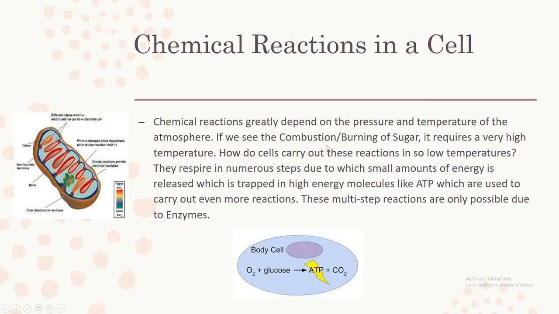How do cells carry out these reactions at such low temperatures? Because as compared to sugar, which needs a very high temperature, close to boiling temperature, how are cells able to reach that temperature? They respire in numerous steps, due to which small amounts of energy are released, which is trapped in high energy molecules like ATP, which are used to carry out even more reactions.